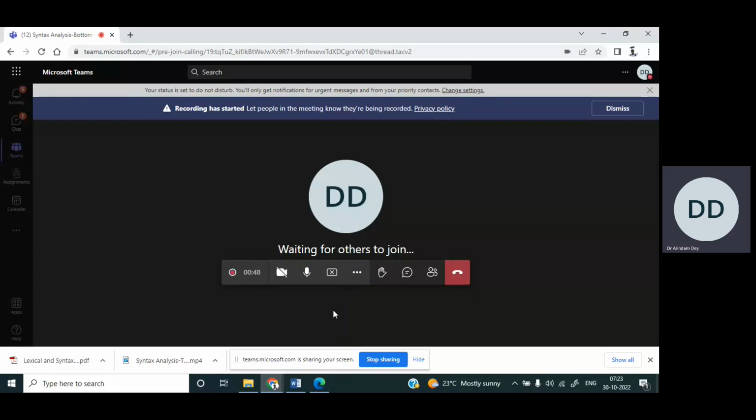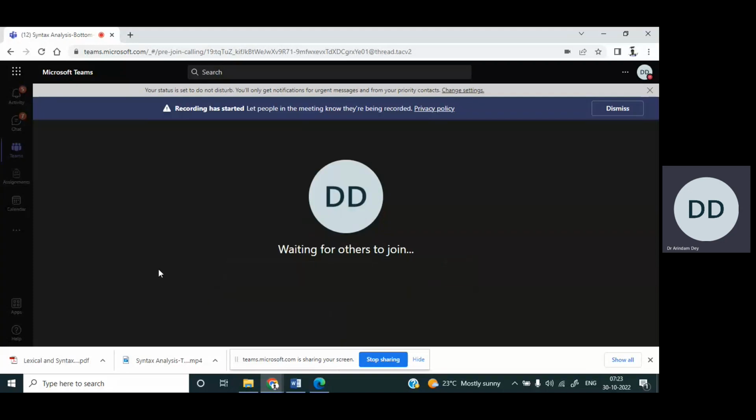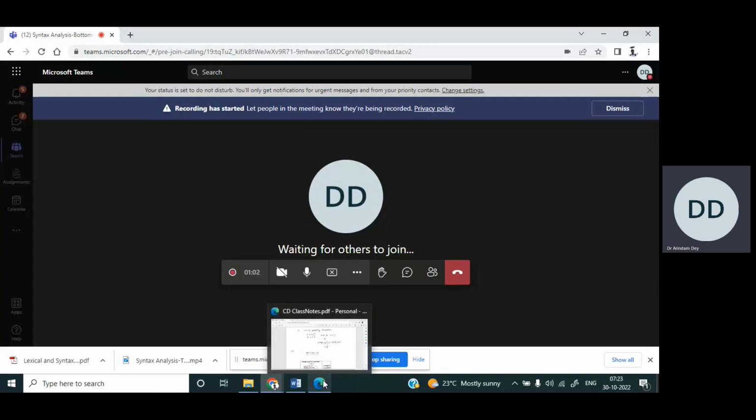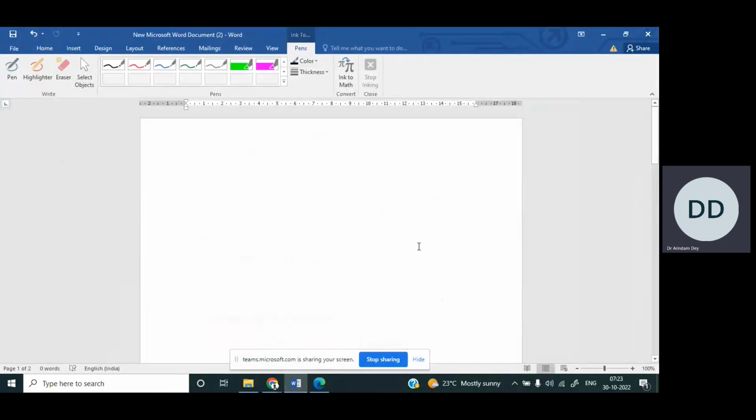Okay. Good morning, everyone. In our last few classes, we covered the portions of LL1 parsing, which comes under the top-down parsing technique, correct? Now, today onwards, we will be focusing on bottom-up parsing. Let us make a complete review of what we covered so far.